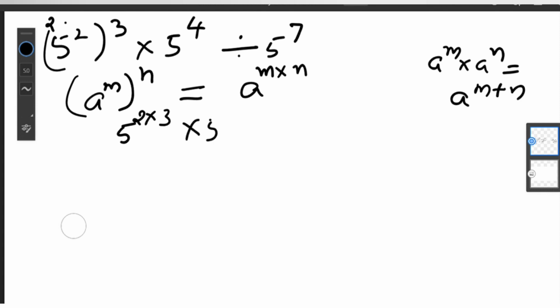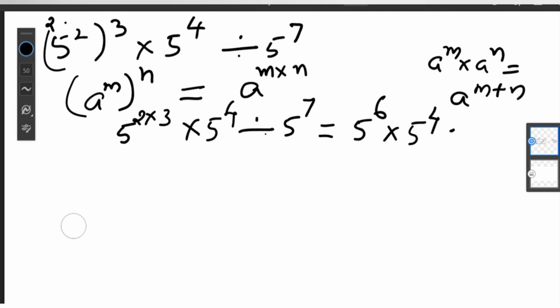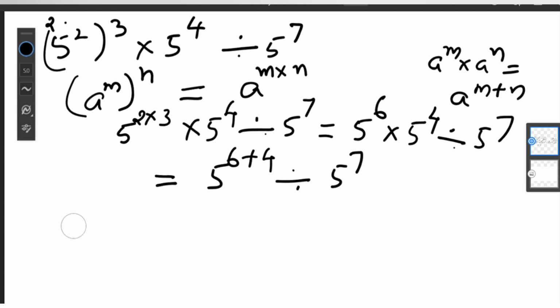So what we have to write here is 5 to the power 2 multiplied by 3, into 5 to the power 4 divided by 5 to the power 7. That's equal to 5 to the power 6 into 5 to the power 4 divided by 5 to the power 7, which is equal to 5 to the power 6 plus 4 divided by 5 to the power 7. That is 5 to the power 10 minus 7, which is equal to 5 to the power 3.